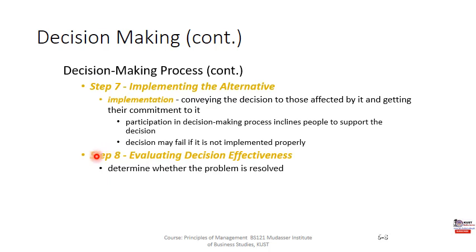The last step in the decision making process is evaluating decision effectiveness. In this step, we try to determine whether the problem is resolved or not. This can be done by referring back to the first step, in which we try to identify the problem through certain symptoms. So we can say that this is the entire process of 8 steps that is taken by the organization while making any kind of decision.